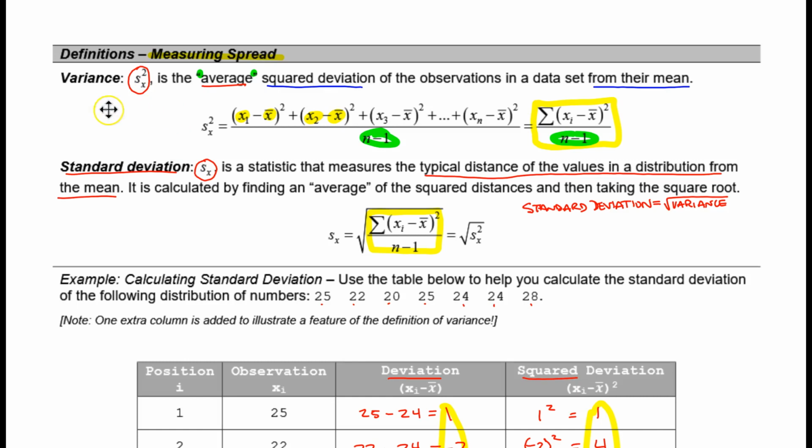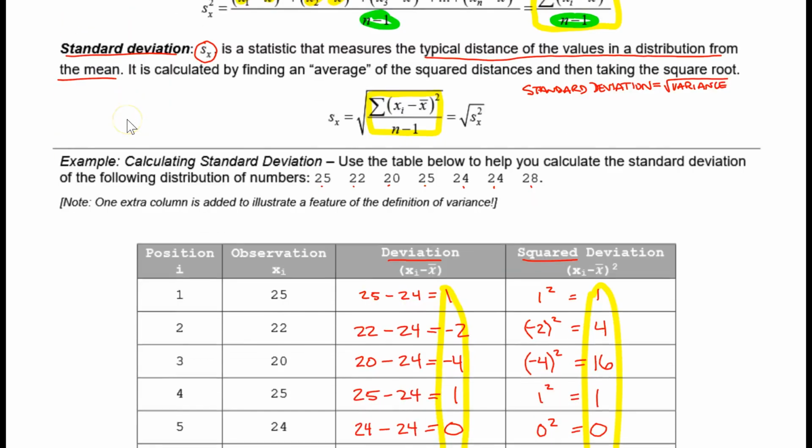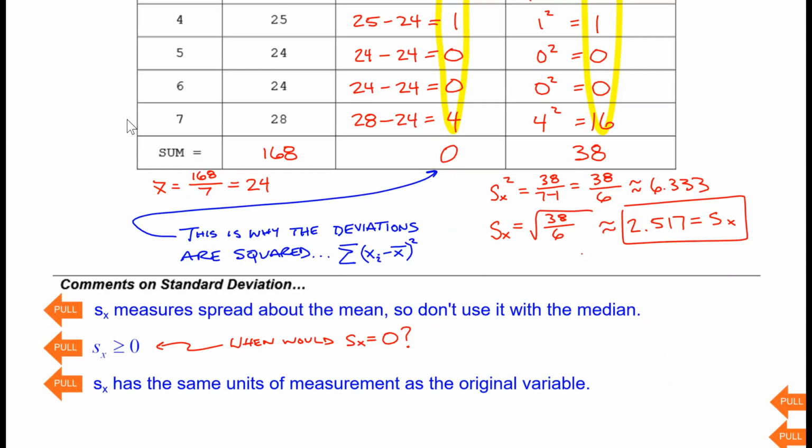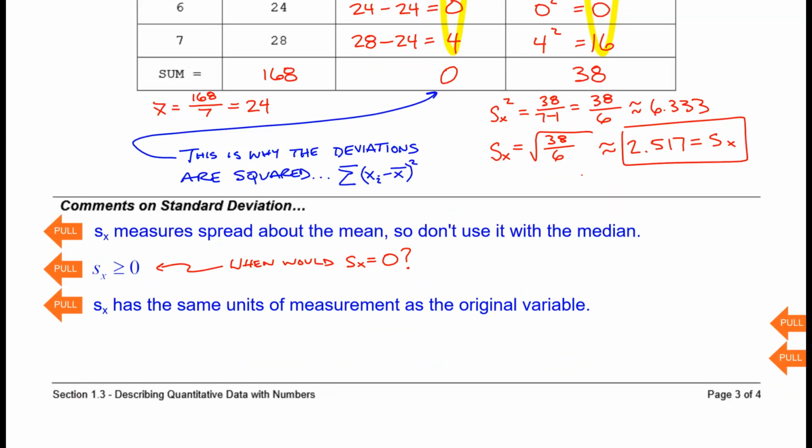So that's why variance is not a very useful statistic to use. Standard deviation is much more useful. For example, if my variable measured is pounds, that would mean my variance is in pounds squared, which really has no meaning to us. There's no useful use of the unit pounds squared.